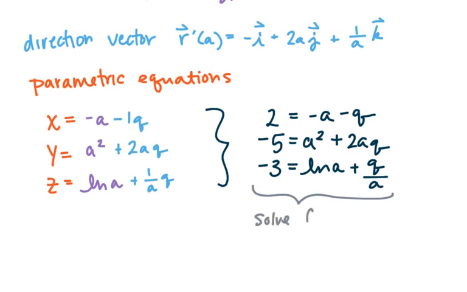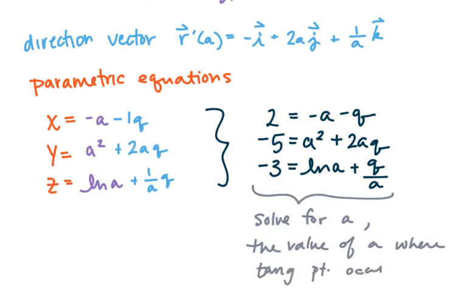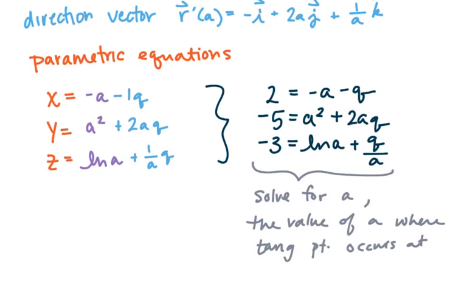We want to solve to find a, the value of a, where the tangent point occurs, at time q. And q is just representing time.